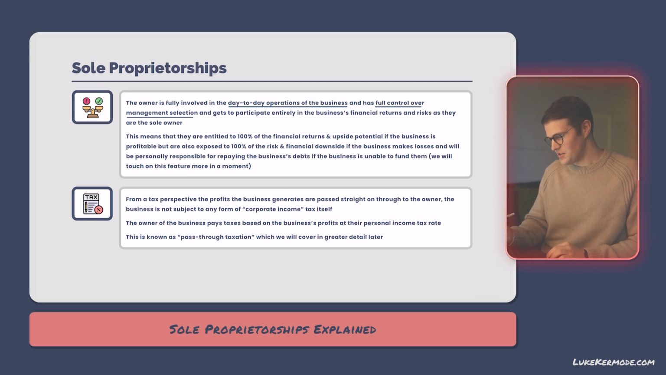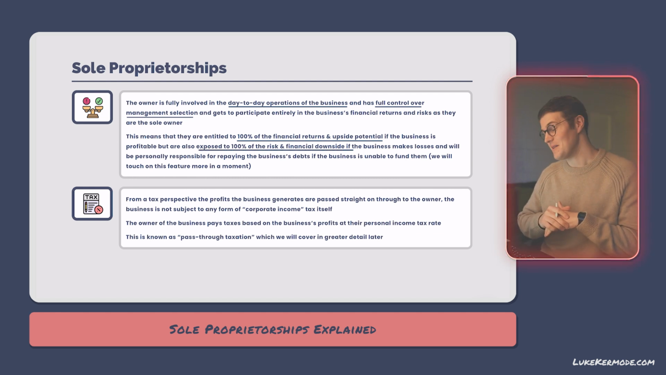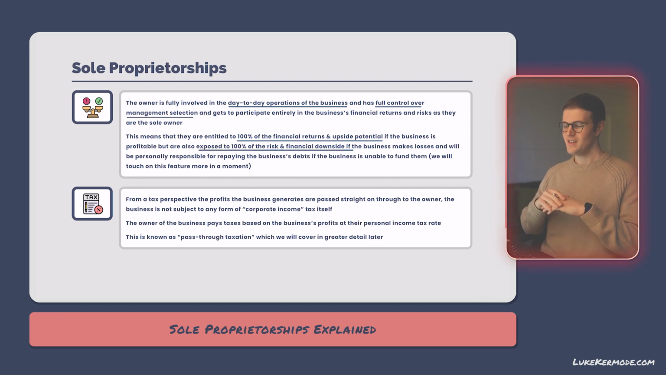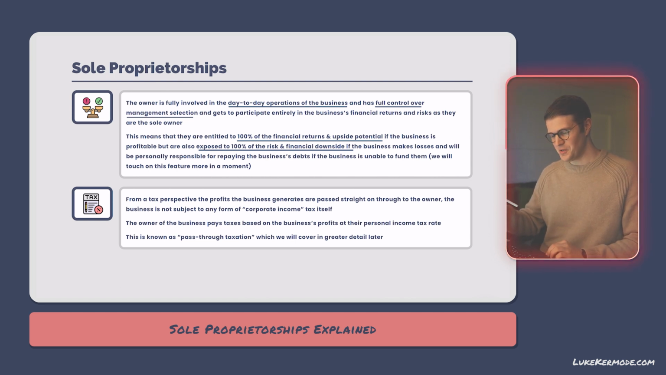So yeah, you're entitled to 100% of the upside if the business does really well and smashes it out of the park, but you're also exposed to 100% of the risk and the downside if the business underperforms and makes significant losses. And you'll be personally responsible for repaying the business's debts if the business is unable to fund them, but we'll discuss that a little bit more on a subsequent slide.